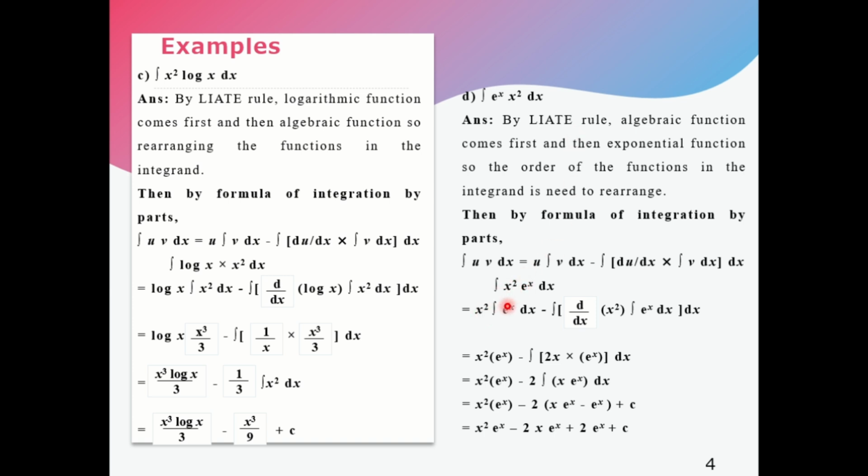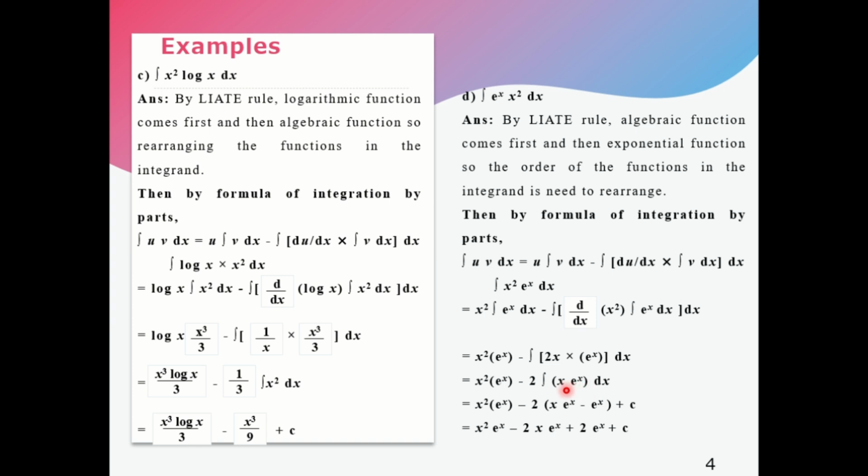x square into integration of e raised to x dx minus integration of derivative of x square into integration of e raised to x dx, whole integration. Now x square as it is, integration of e raised to x is e raised to x, minus integration of derivative of x square, which is 2x, into integration of e raised to x, which is e raised to x, dx. x square e raised to x minus 2. 2 is a constant, that's why we bring it outside the integration sign. Again x e raised to x dx.